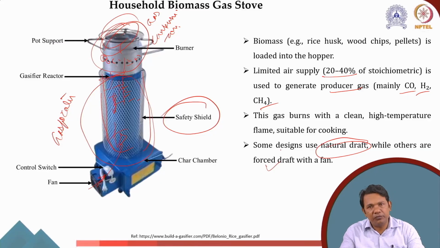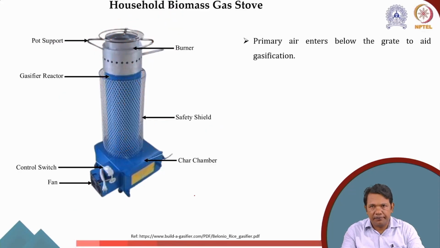Okay, while some use forced draft. So as I said, in the rural areas where you run out of electricity, you can't use a forced draft. You can't have a fan, so you can use a natural draft. Or if you are in an urban city where the electricity is available, or in the rural area also where the electricity is available, you can use the fan here, which makes it a forced draft.